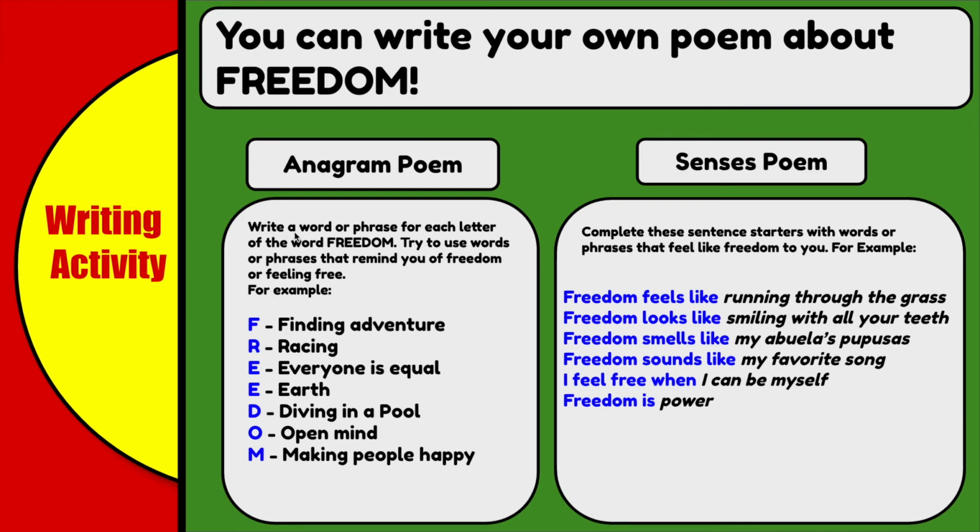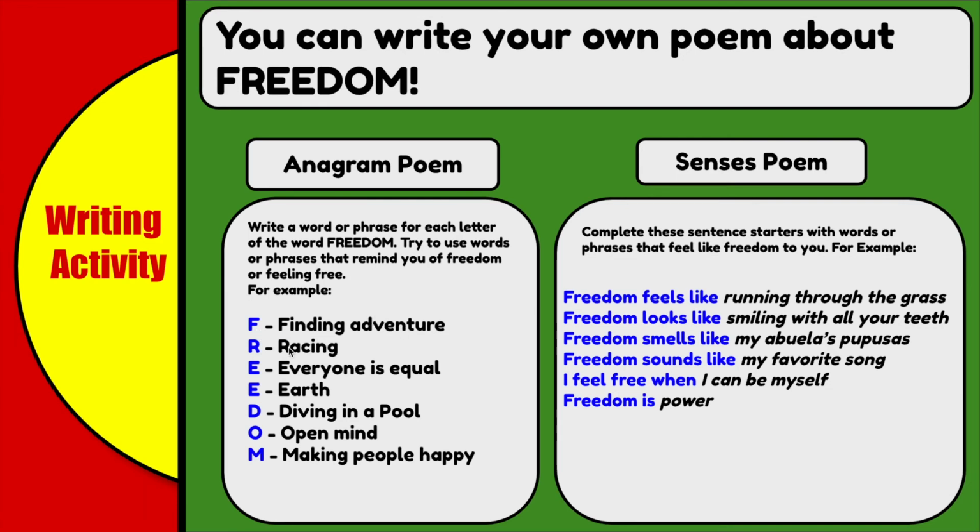It says, write a word or phrase for each letter of the word freedom. Try to use words or phrases that remind you of freedom or feeling free. So for example, Miss Anissa's anagram poem, anagram just means that we're gonna write the letters of the words vertically up and down like this. And then with each letter of that word, I need to write a word or phrase that reminds me of freedom or feeling free. So for the F in freedom, I said finding adventure.